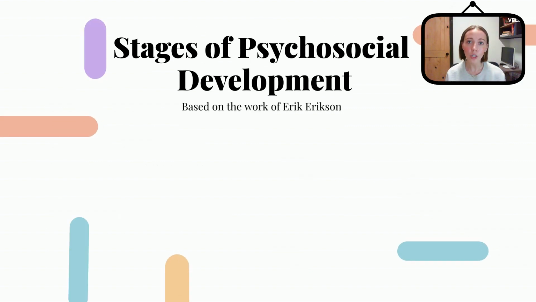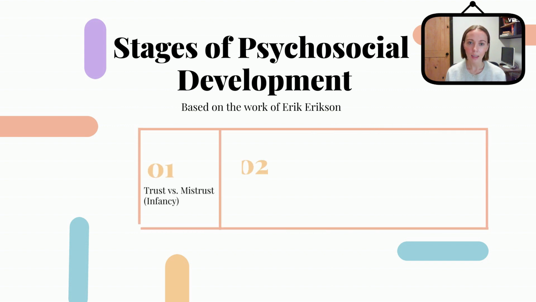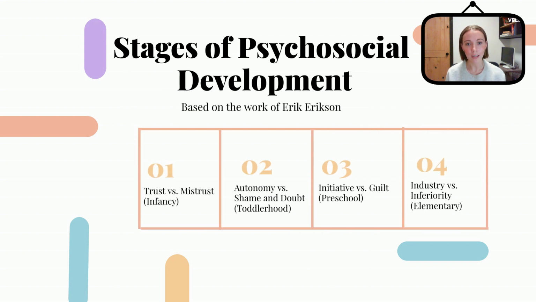The first stage is trust versus mistrust. This is the stage a child goes through in infancy. If an infant has a reliable and nurturing caregiver, they develop a sense of trust in the world and they believe that people are dependable. Unfortunately, if they don't have that, they may develop a belief that they can't trust adults, and that may lead to anxiety and apprehension.